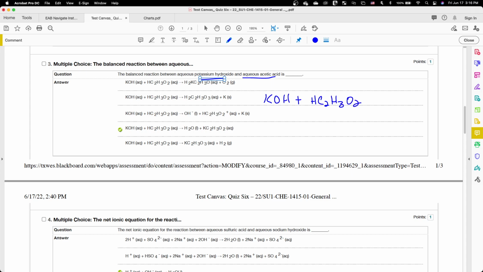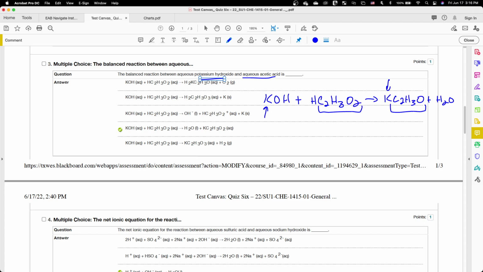HC2H3O2, okay? And then, of course, just like any other acid-base or neutralization reaction, we always end up with a salt and water. And so the salt here will be potassium acetate plus water. All right, potassium acetate plus water, okay? All right, so as we look at this equation and we start counting things up, let's see here. We have one potassium acetate ion there, and we have one acetate ion there. That's good. Then we have 1 potassium there and 1 potassium here.